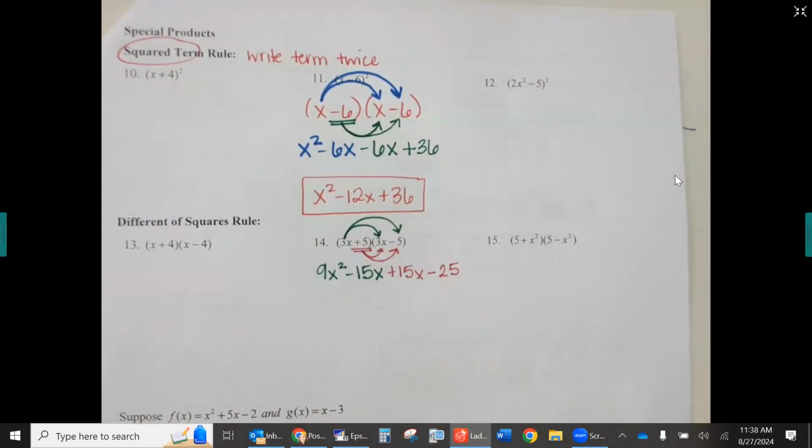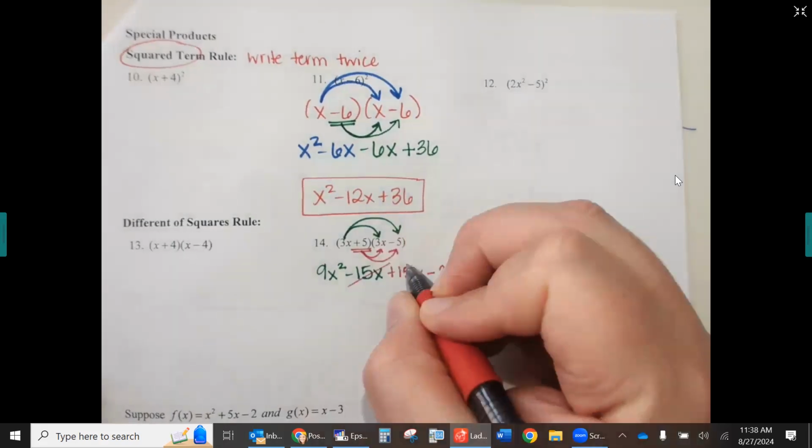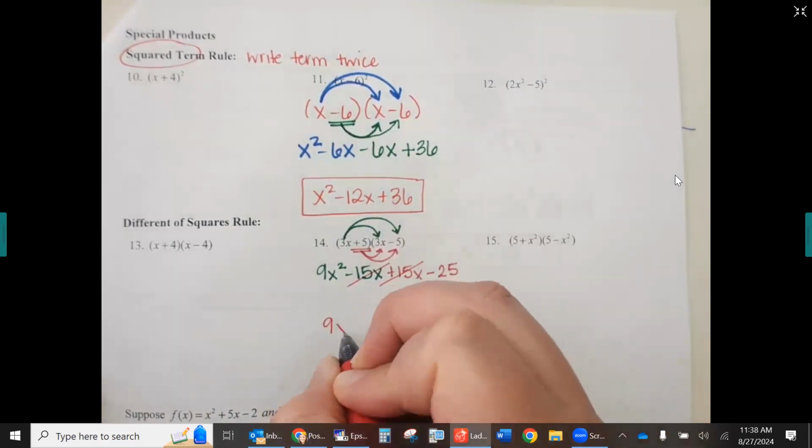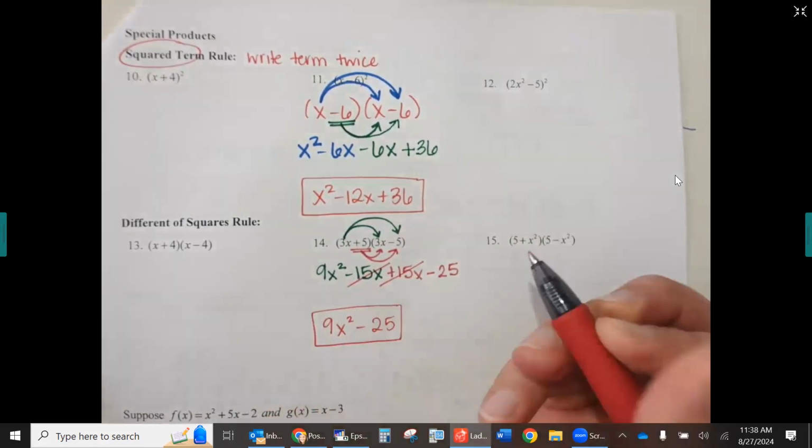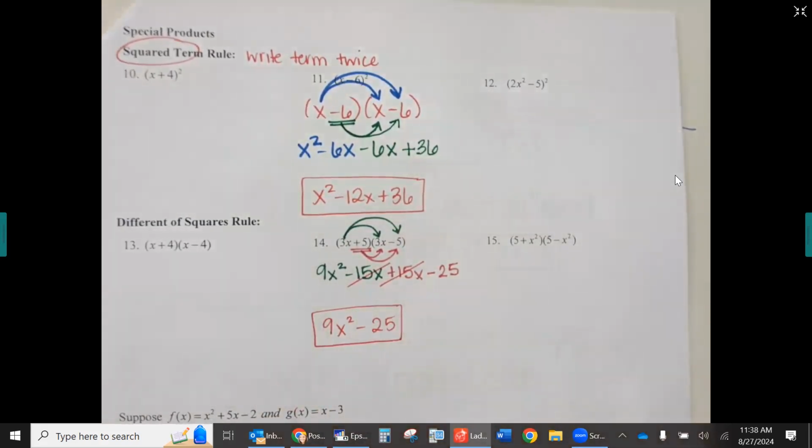Remember, usually my middle two terms are the same type, but what's going to happen if I have a negative 15 and a positive 15 and I'm adding? They're going to cancel out. So these two right here cross out, then my answer is 9x squared minus 25. And so anytime that your parentheses are identical, except for one's a plus and one's a minus, that should always happen. Okay? All right, try 15 for me, please.